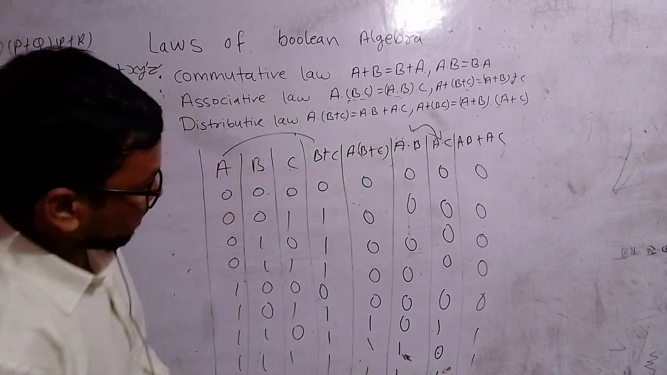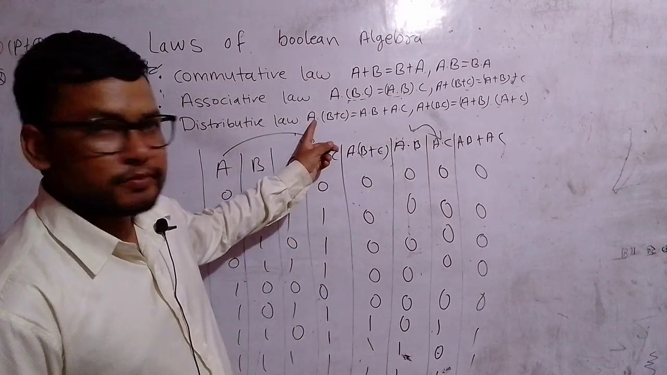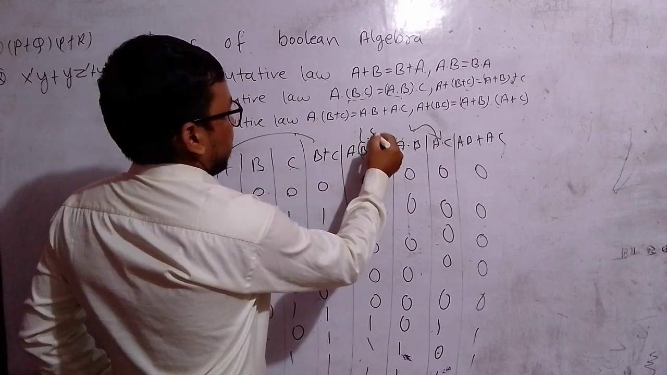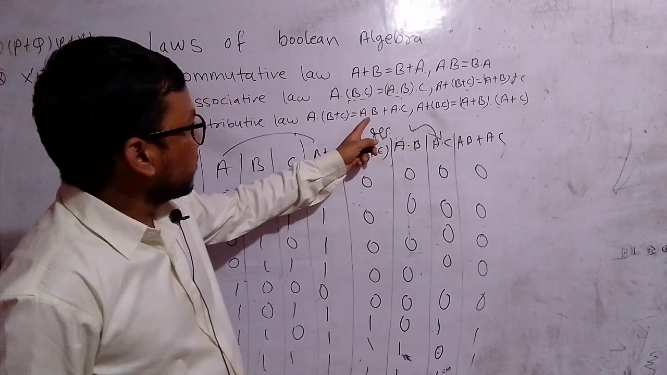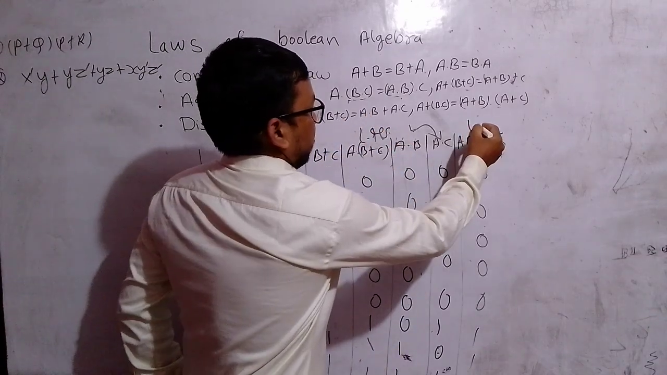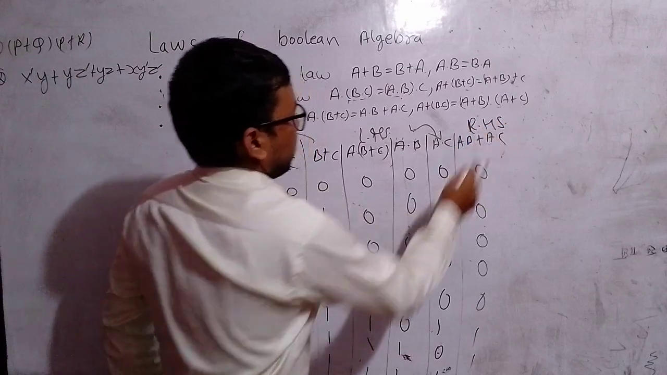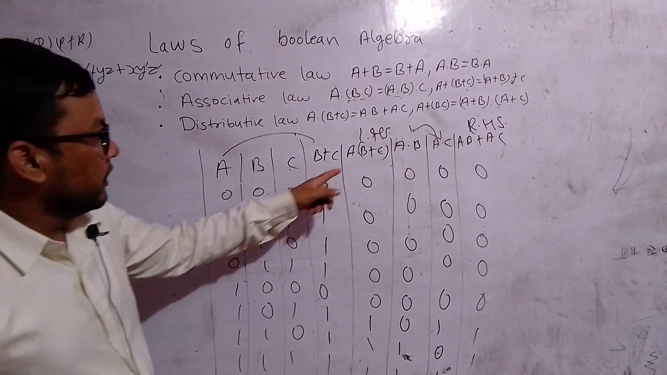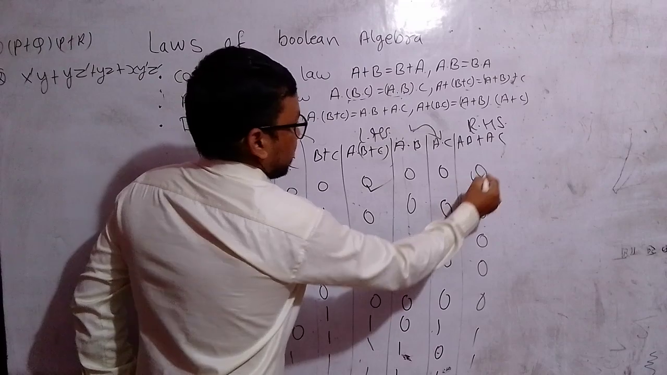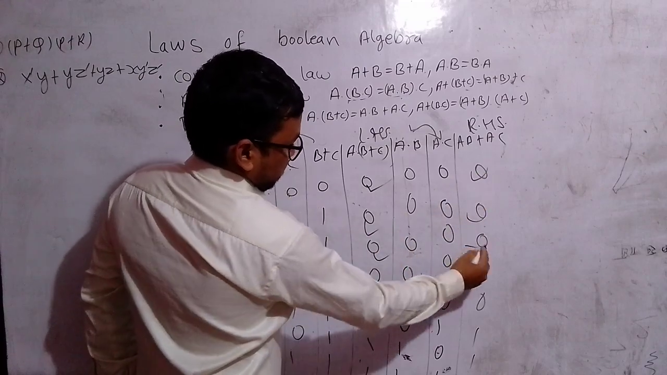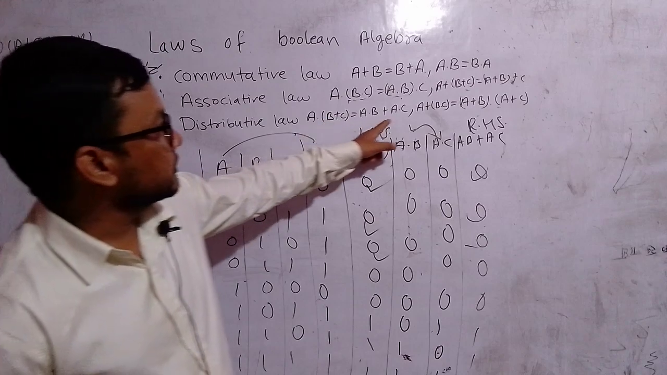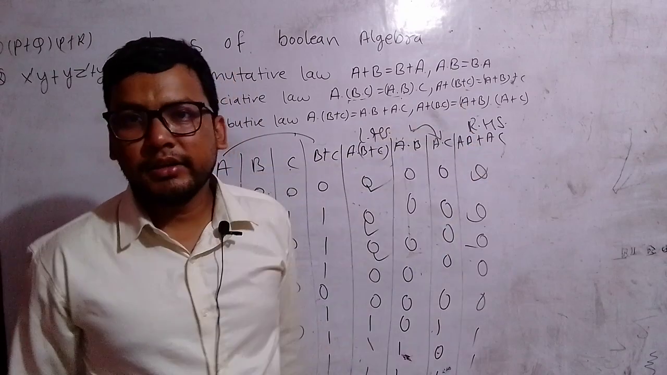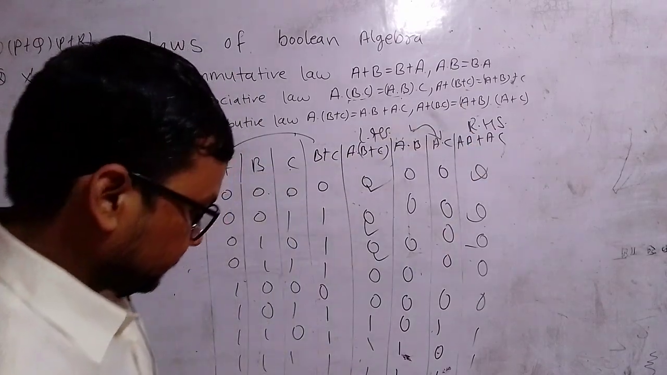That means the left hand expression is A dot (B plus C), L.H.S., and the right hand expression is AB plus AC, R.H.S. We can see that for all possible values of A, B and C, the left hand side is equal to the right hand side. That means we have satisfied this expression. Similarly, we can also demonstrate whether these expressions are identical or not using the truth table.